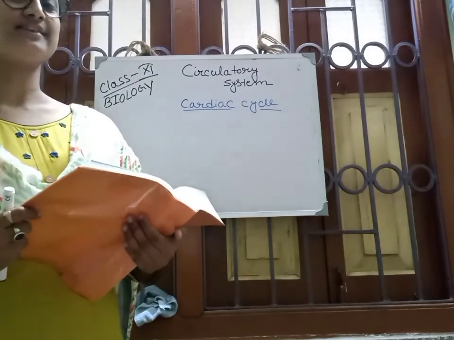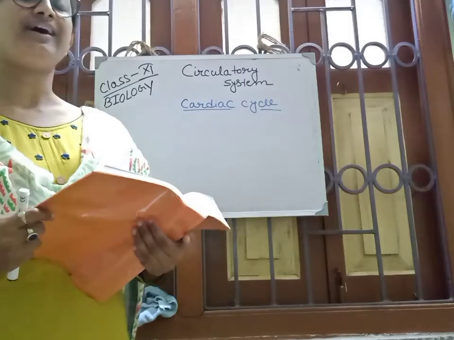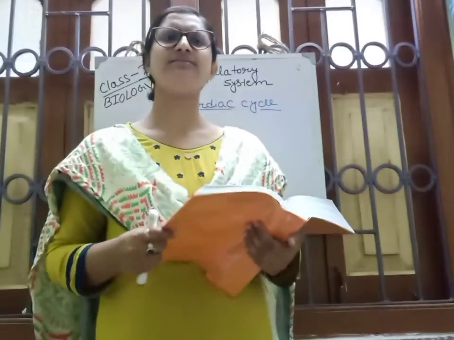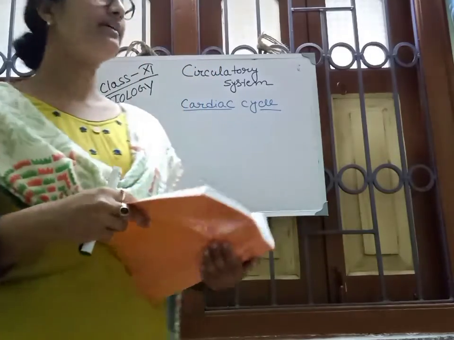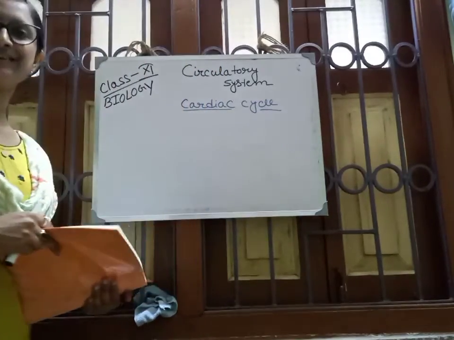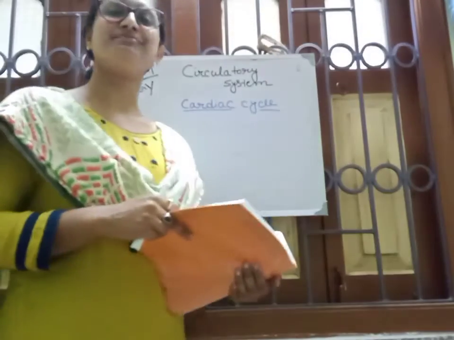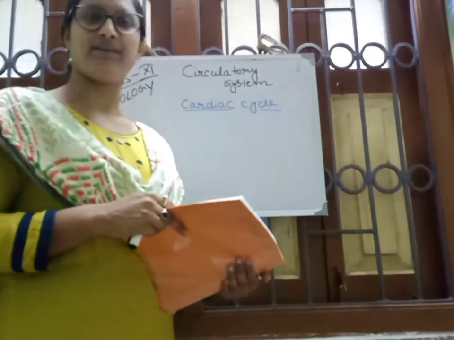As we are discussing the circulatory system, I have already discussed the external and internal heart structures. Here the important thing is the cardiac cycle. The cardiac cycle is most important in this topic.